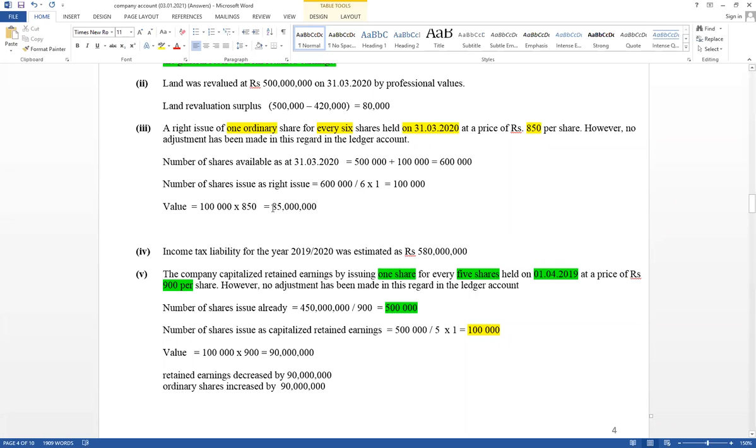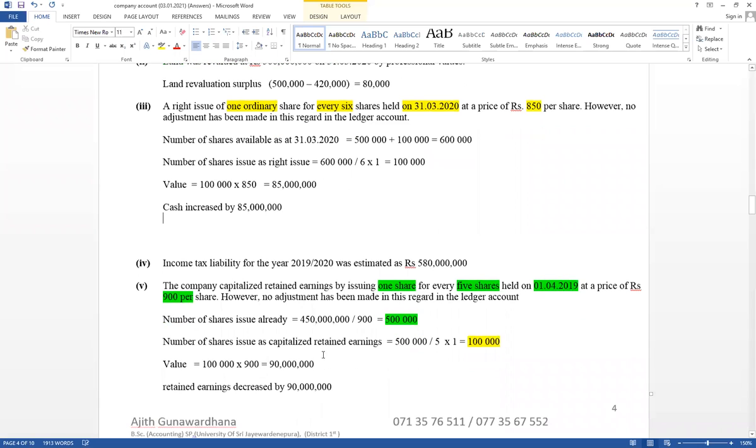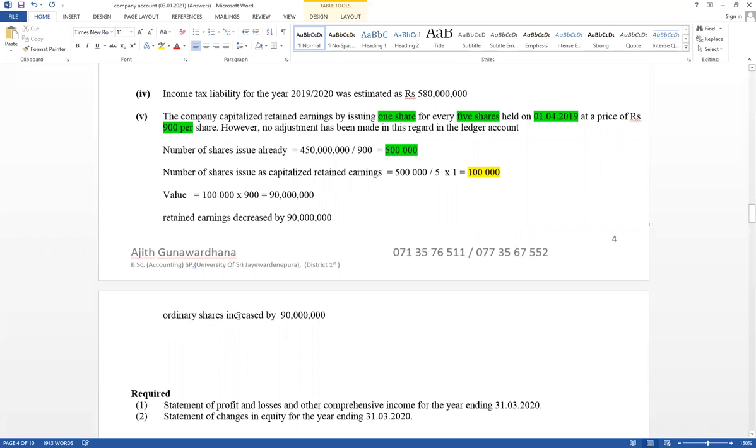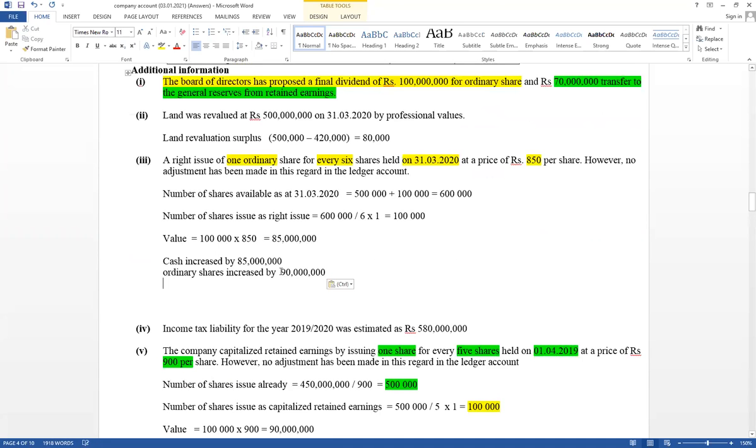This is the value. Now think about net impact. The company issues shares to the existing shareholders for cash. Now it is an effect for cash: cash increases by 85 million, as well as ordinary shares increase. Ordinary shares also increase by the same amount as cash increases. Think about net impact. Ordinary shares also increased by 85,000.